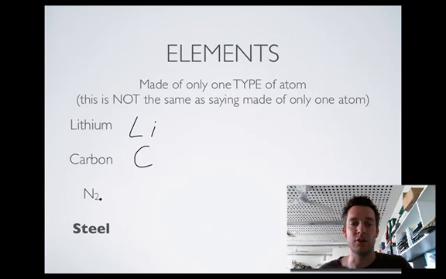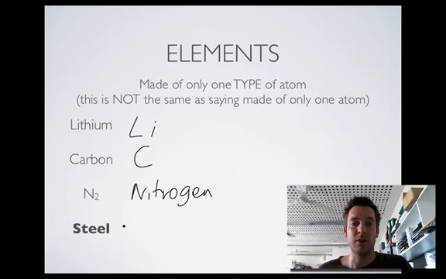Nitrogen here appears to have a slightly different kind of formula, because a molecule of nitrogen, so that's the naturally occurring form of nitrogen, actually has two nitrogen atoms in it. But because all the atoms in nitrogen are the same, they're all nitrogen atoms, nitrogen is an element. Even though it's made up of two nitrogen atoms for each molecule, unlike lithium and carbon.